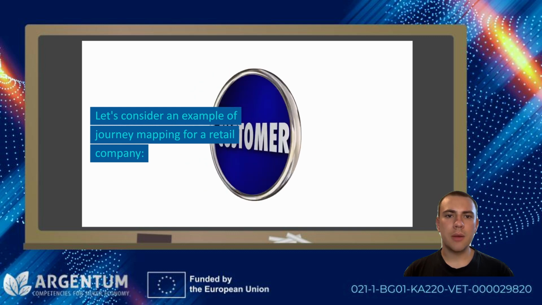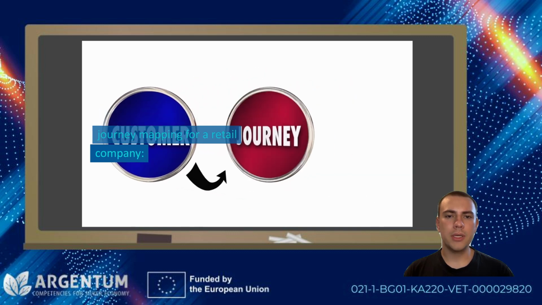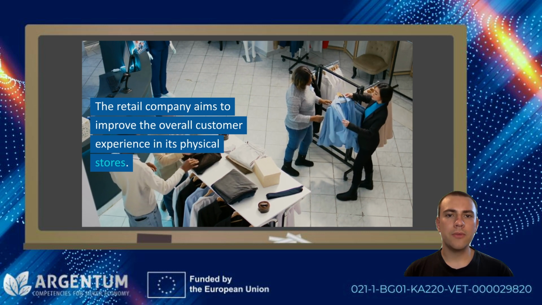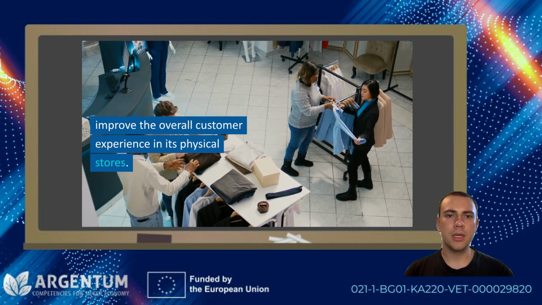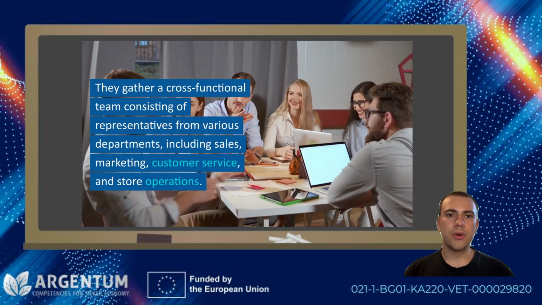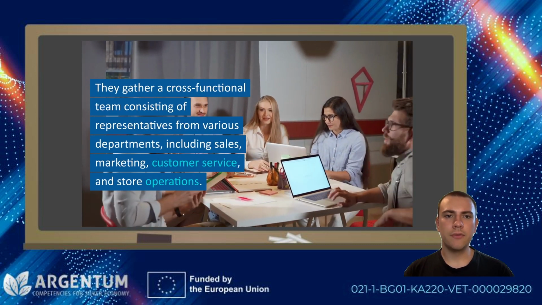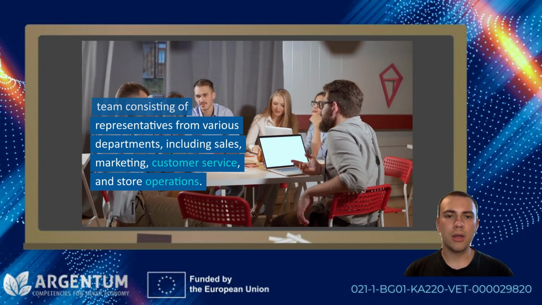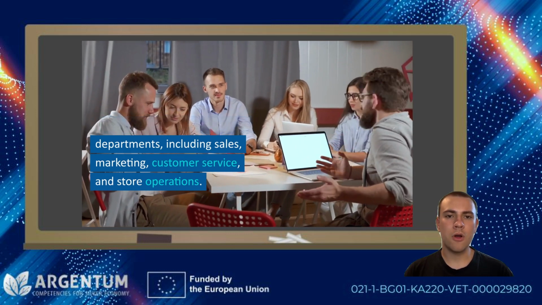Let's consider an example of journey mapping for a retail company. The retail company aims to improve the overall customer experience in its physical stores. They gather a cross-functional team consisting of representatives from various departments, including sales, marketing, customer service, and store operations.